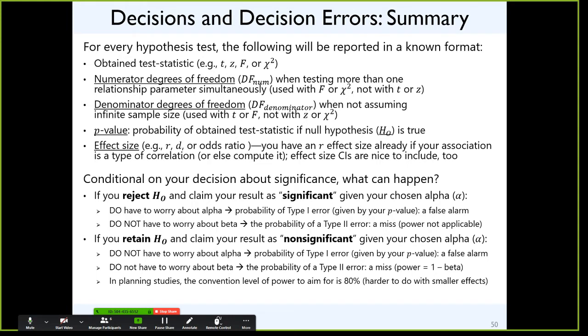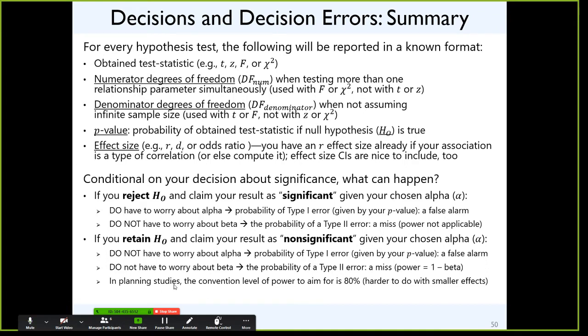Effect size tells you how big of a relationship there is in an absolute sense. Whether or not that is significant depends on your sample size. If we reject H0 and say that something is significant, we do have to worry about type 1 error. We don't have to worry about type 2 error. If we do not reject H0, if we retain it, and we say our result is non-significant, we don't have to worry about type 1 error. We do have to worry about type 2 error. We have to worry that we've missed something.